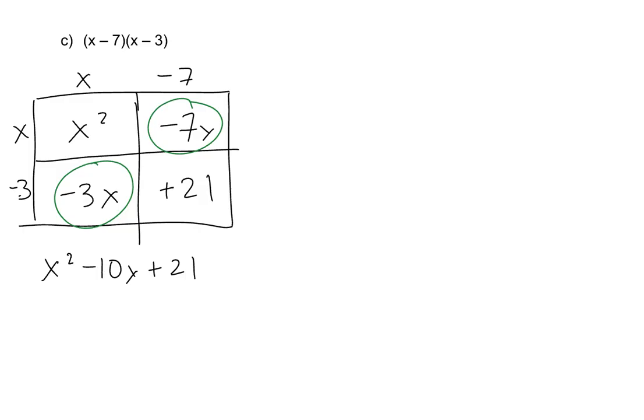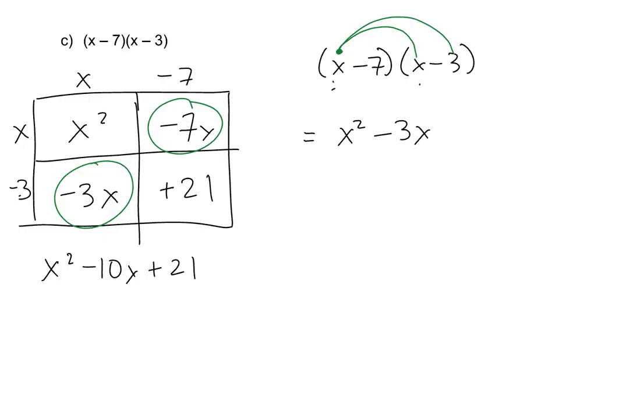So now what we're going to do is we're going to try another method. Some people call it FOIL, but it's using the distributive property. X minus 7, x minus 3. And so the first thing that we're going to do is we're going to take this first term here, and I'm going to multiply it by my x, and I'm going to multiply it by my 3, or negative 3 I should say. So when I do that, I get x times x is x squared, x times negative 3 is negative 3x, and now I'm going to go the other way.